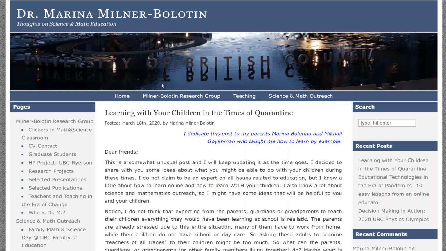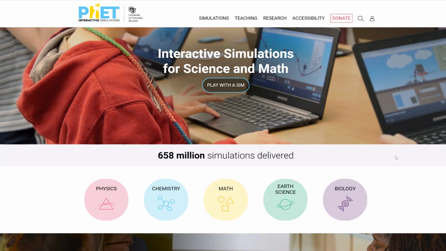So what is the first resource we're going to explore? I decided to start with my favorite, and my favorite is the set of simulations called PhET, P-H-E-T. You can see the symbol. You can Google it. It is called Physics Educational Technology, and it is created by the University of Colorado at Boulder.